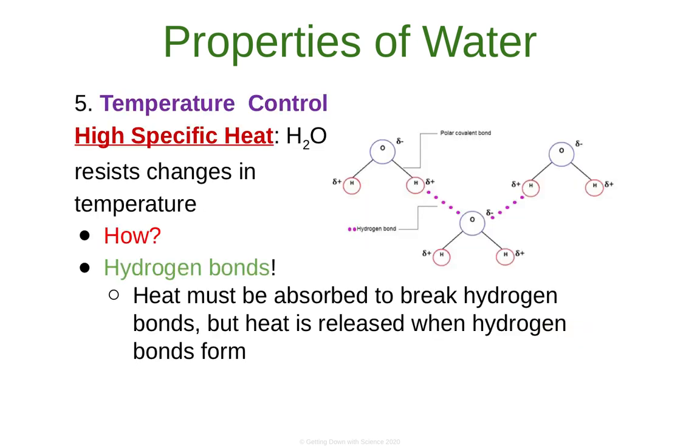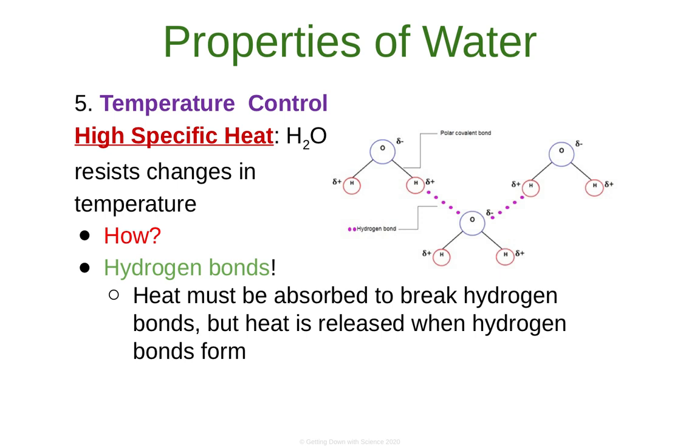Temperature control. Specific heat of water is water's ability to resist temperature change. And how does it do that? It's all contributed to these fascinating hydrogen bonds that aren't really bonds, they're more of an attraction. So heat must be absorbed in order to break those hydrogen bonds, but heat is released when those hydrogen bonds form. I'm going to read that one more time and let it sink in because it is a property that is often counterintuitive to students.